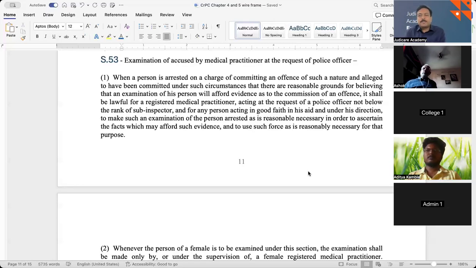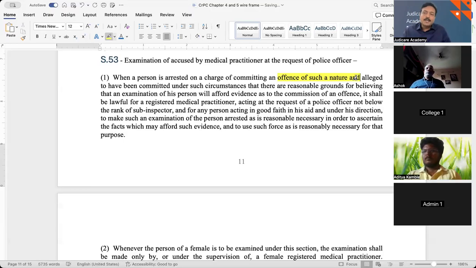Now, there are multiple very important keywords in this. When a person is arrested on charge of committing any offense of such a nature, it is written in the book for such a nature where it might be required to evaluate the health of that person, to understand the injury of the person, for example, to collect the blood sample and other biological samples. But in general, for any offense, if there is an arrest made, there is a medical test which has to be done.